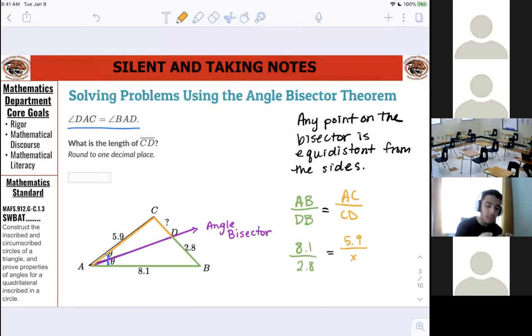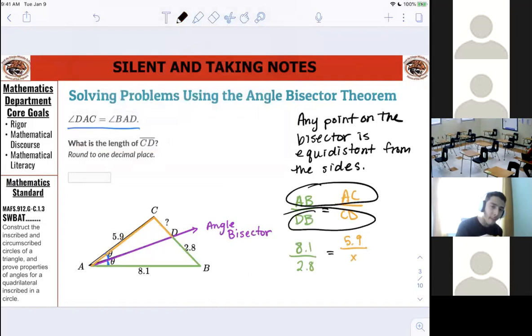Can you say that one more time? Why did I put these two on top and these two on bottom? Because they match. The ones on the top both have A and the ones on the bottom both have D. Not just about the letters, but look at them physically. Where are those located?